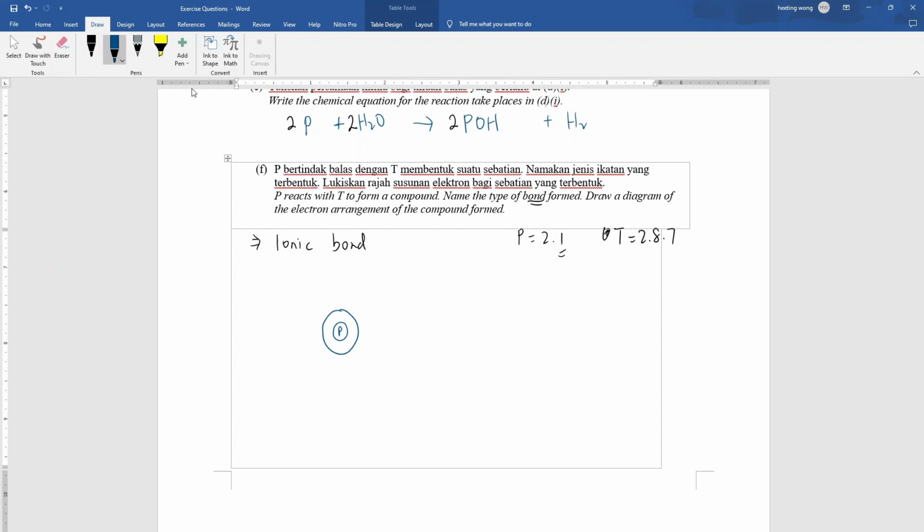So 2, 8, 8. Okay, 1 electron comes from this P, actually. So this is the electron arrangement for the compound formed. Okay, so the charge must be mentioned, T negative. P is positive 1, then T is negative 1.